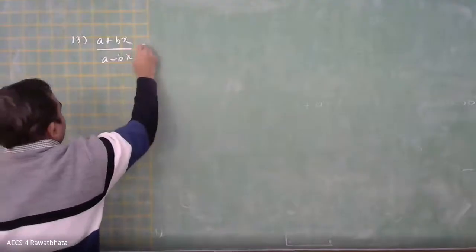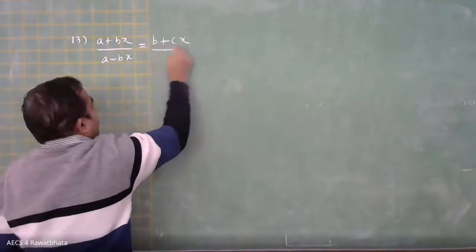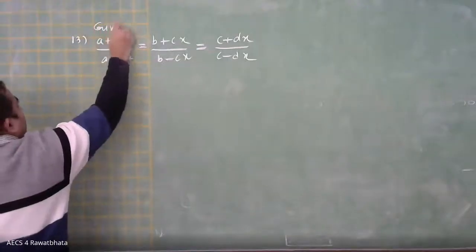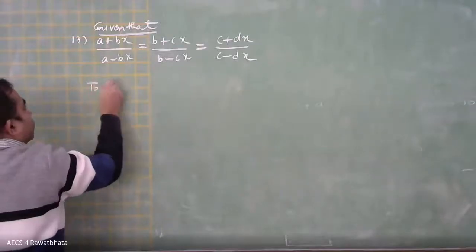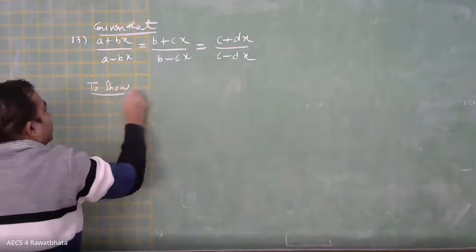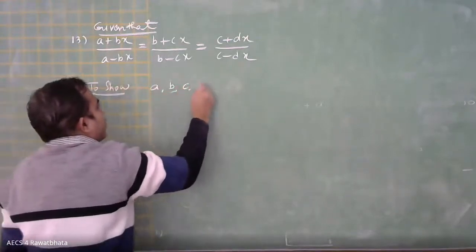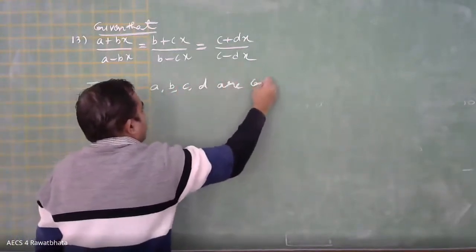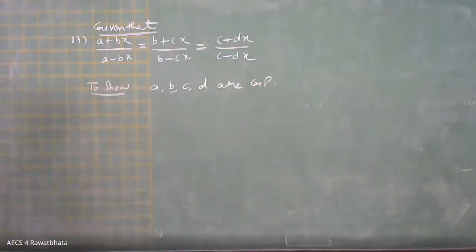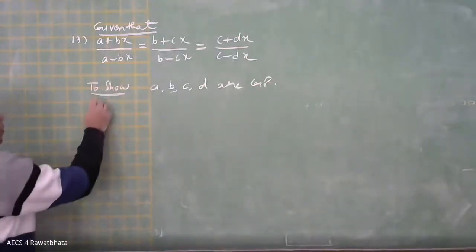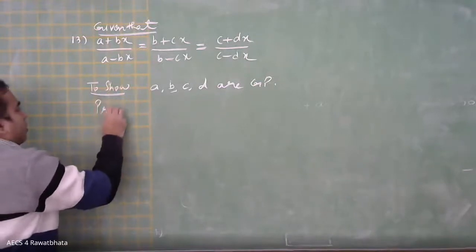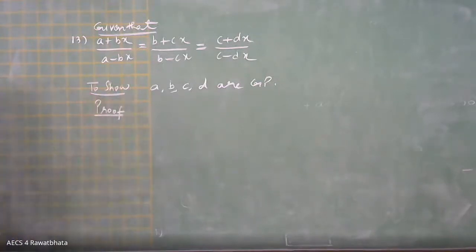Equal to b plus cx whole upon b minus cx equal to c plus dx divided by c minus dx. This is given. To show what? A, B, C, and D are in GP. GP means their ratio is the same. This I have to show. Any suggestion, Kushagra? How to begin?